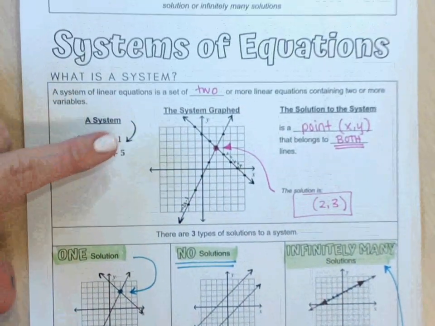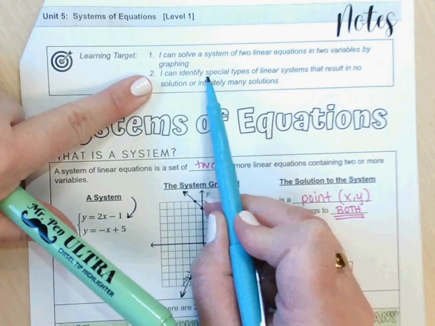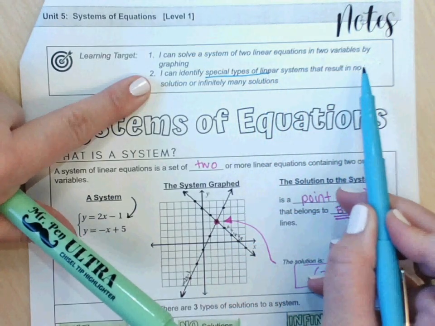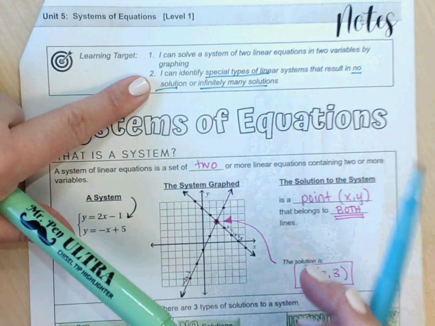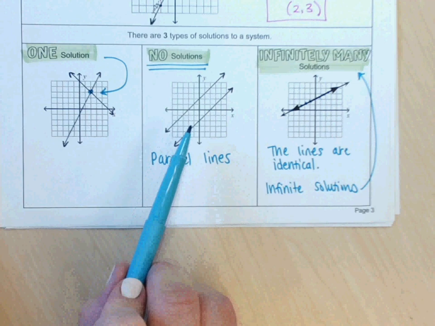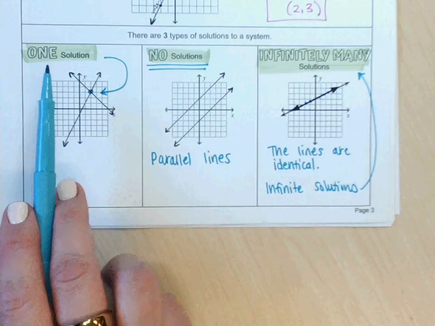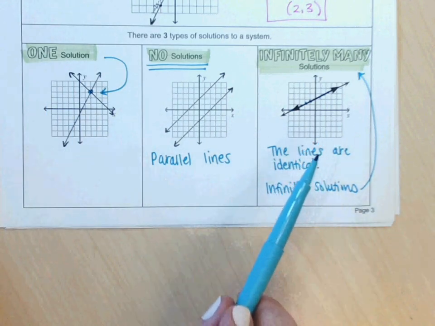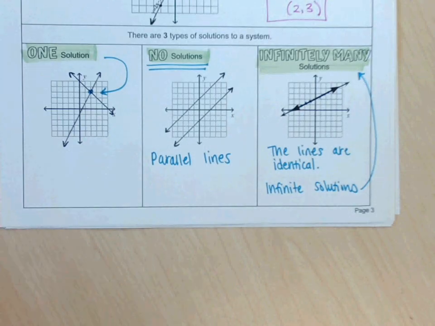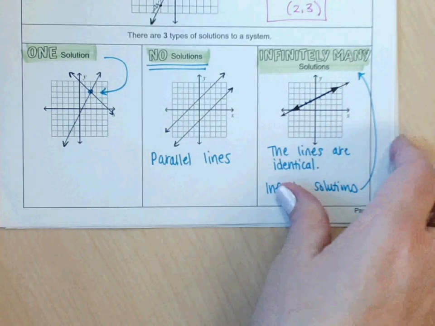So let's come back up to our number 2. For our goals, I can identify special types of linear systems that result in no solution or infinitely many solutions. Can you look at a graph and recognize if they're parallel, which means there's no solution, they intersect, which means there's one solution, or can you recognize that you just graphed identical lines and that they're going to have every single point in common? So if this isn't making sense, hit pause, let it sink in, reread what we've just written, or rewatch. Let's flip to the next page.